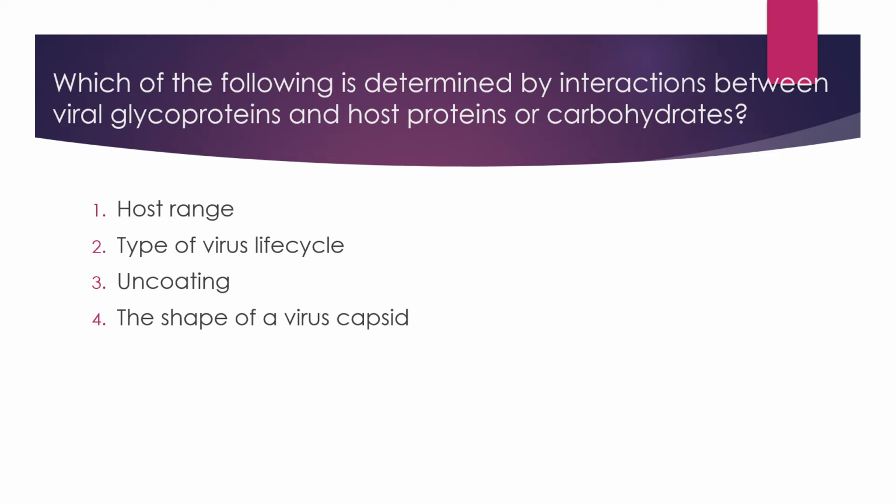Which of the following is determined by interactions between viral glycoproteins and host proteins or carbohydrates? Would that be host range, type of virus life cycle, uncoating, or the shape of a virus capsid? Host range, absolutely.